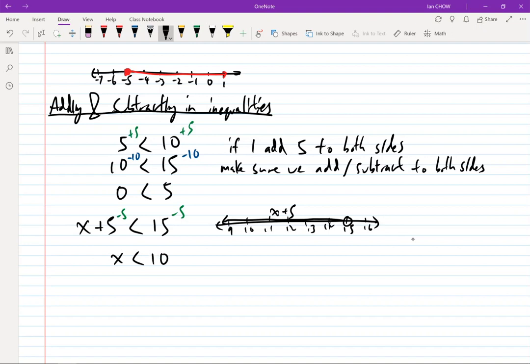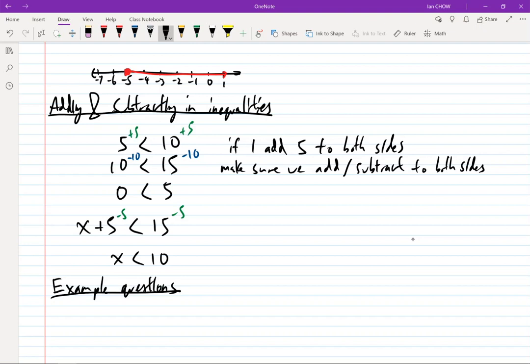And so we have solved our inequality over here, that x must be less than 10 in order for our original x plus 5 is less than 15 to be true. So that is solving an inequality. Let's do some other examples. So I'm going to give you 4 example questions over here. Example questions. And so what you have to do over here is you must solve the inequality.